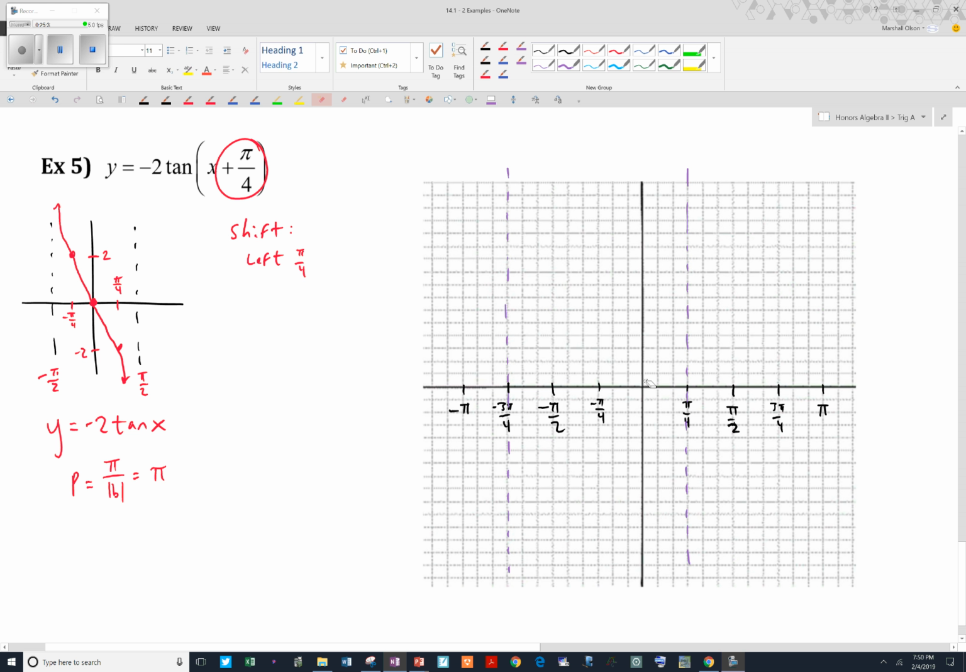Before I shifted it, it went through the origin right there. But I need to shift that left pi over 4 as well. So I know it's going to be crossing through the midline, which is my x-axis in this case, at negative pi over 4. And then halfway to the asymptotes, it's going to go up to the a value and down to the opposite of the a value. Well, that's 2 in this problem. 2 actually is going to be pretty high on this thing here.